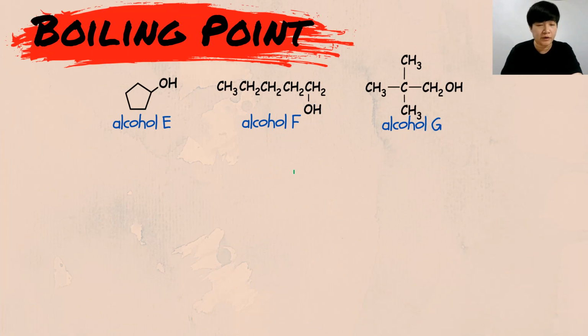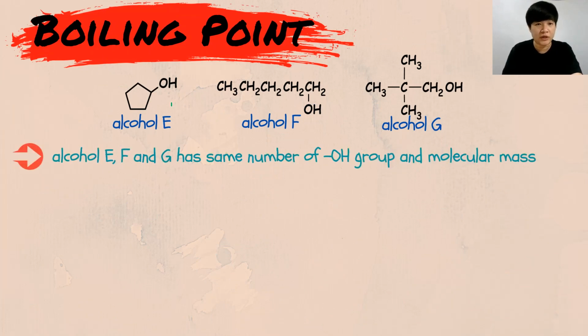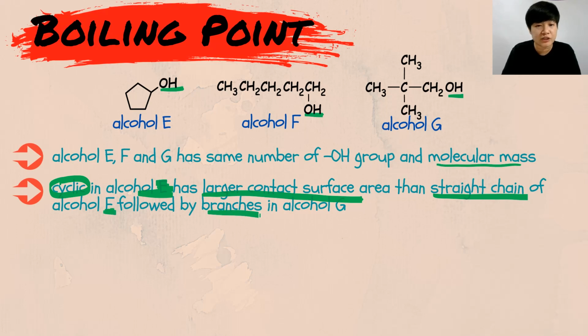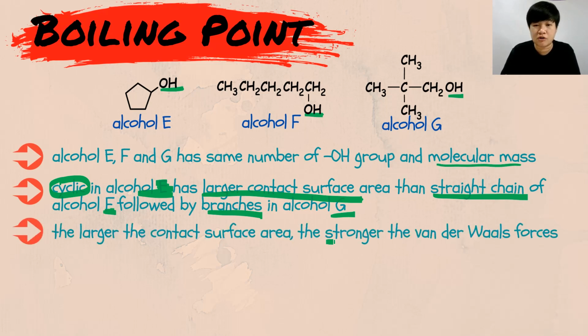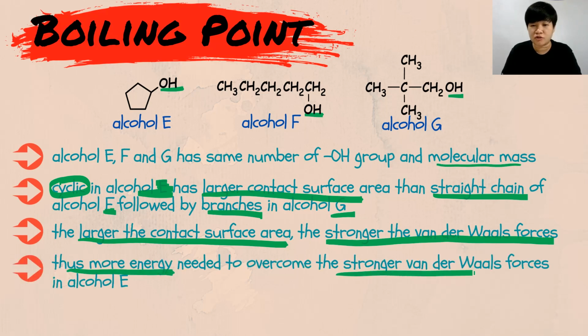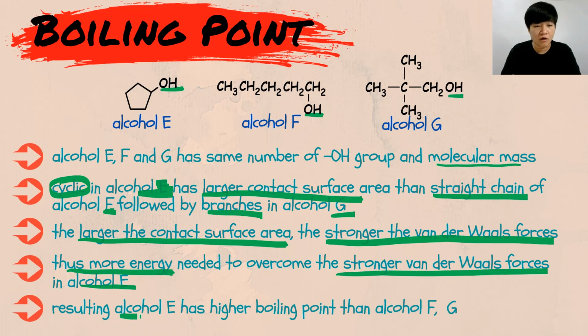So when you have 3 alcohols, and all 3 have the same OH group and similar molecular mass, but the molecular shape is different, because alcohol E is cyclic, that will have a larger contact surface area than the straight chain in alcohol F, followed by the branched structure in alcohol G. When you have a larger contact surface area, what happens? You will have stronger van der Waals forces due to the large contact surface area. As a result, you will need more energy to overcome the stronger van der Waals forces in alcohol E. So alcohol E has a higher boiling point than alcohol F and G.